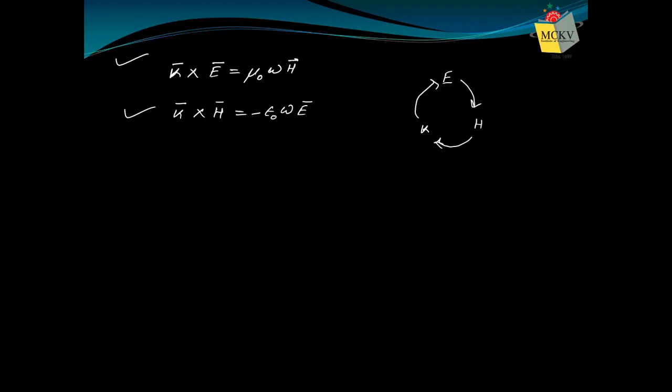If I go in the alphabetical direction, then it is positive. If I go in the opposite direction to the alphabetical direction, it will be negative. So suppose, forget about these two. Now I want to write these two equations. I do not remember those equations. So what do I start with? We always start with the k vector. So I can write either k cross e or k cross h.